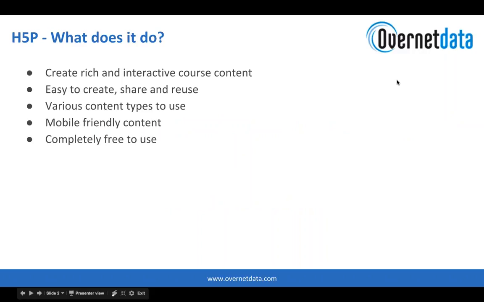So what does H5P do? H5P allows teachers or content creators to create rich and interactive course content, such as they might display a video to their audience, and within the video you might want to have some embedded questions to ask the audience, and these questions are also part of the Moodle gradebook. So if they get the questions right or wrong, the grade for that activity is recorded within the Moodle gradebook, which is very nice, and it works very nicely together.